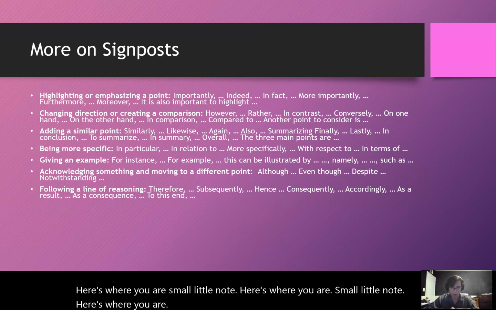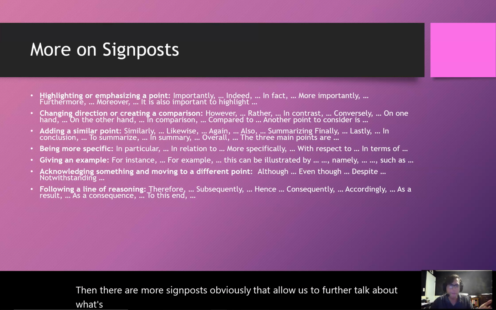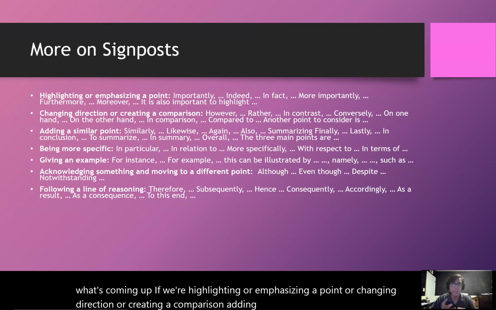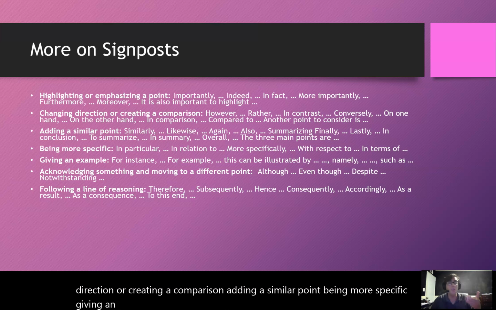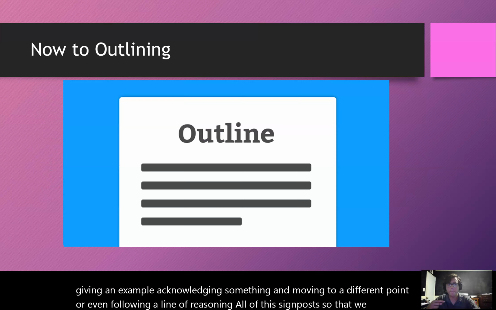Then there are more signposts, obviously, that allow us to further talk about what's coming up if we are highlighting or emphasizing a point, or changing direction or creating a comparison, adding a similar point, being more specific, giving an example, acknowledging something and moving to a different point, or even following a line of reasoning. All of this signposts so that we understand what's coming up.